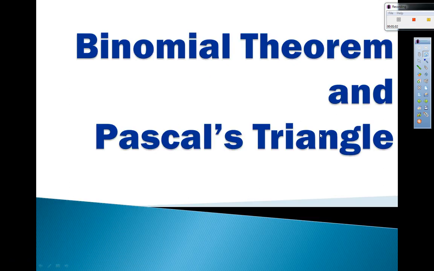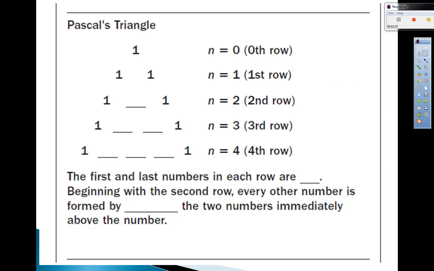Now, in order to use the binomial theorem, we have to know what Pascal's triangle is. Pascal's triangle was developed by Blaise Pascal, and it starts with the number 1, and we call that row 0. Then it's 1, 1, that's row 1. Notice Pascal's triangle always starts with a 1, and it always ends with a 1. The first and last numbers in each row are 1.